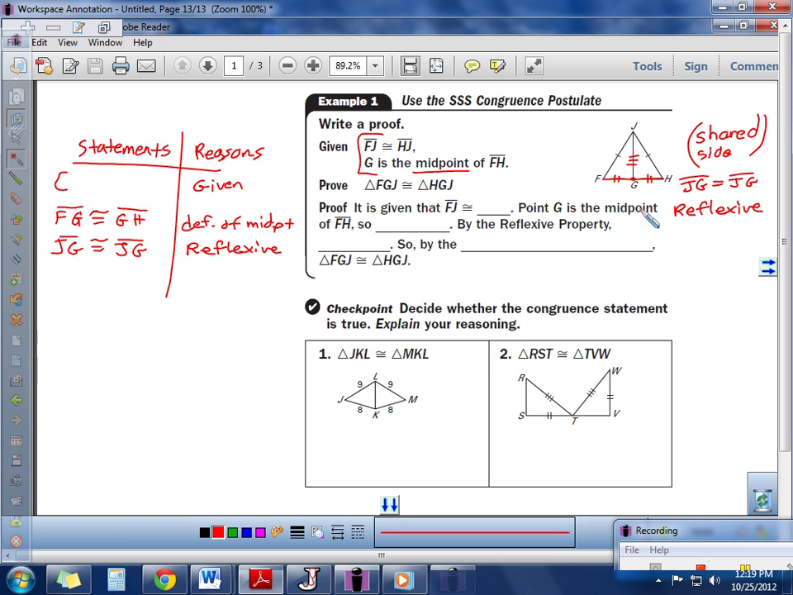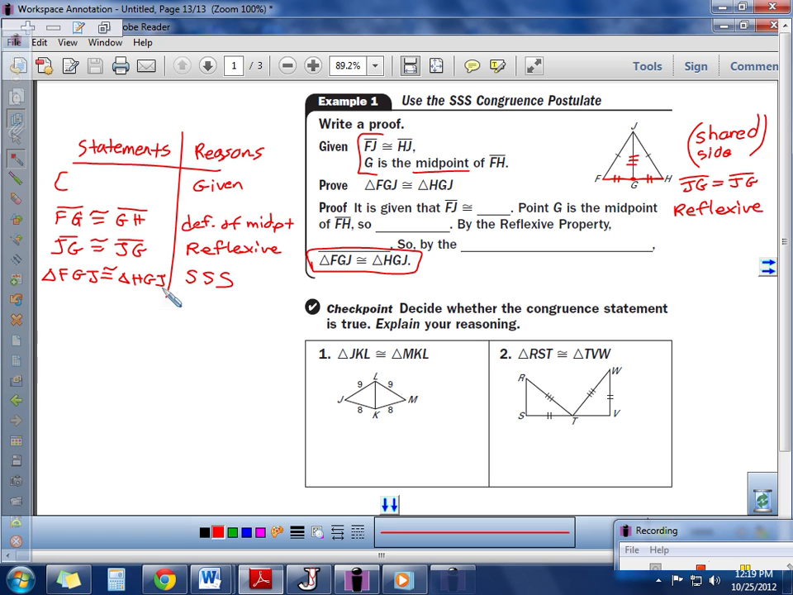Now do I have all the sides marked on each triangle? Yes. So once I have that, what's the reason that allows me to say they're congruent? When you have 3 sides on each, SSS proves the triangles are congruent. And they tell us the congruent statement. I'm going to use that over here. F, G, J is congruent to H, G, J. I just brought that over.